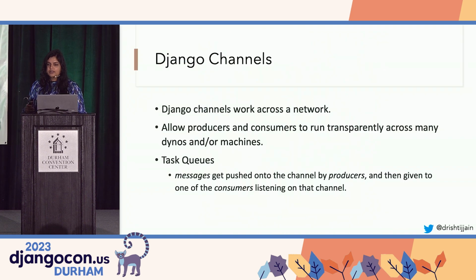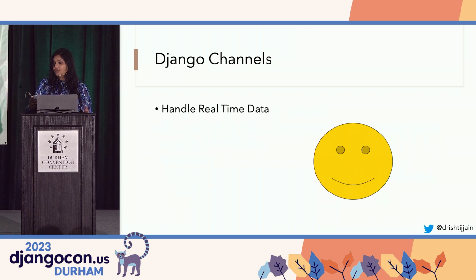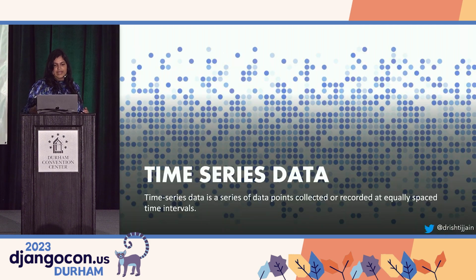Now, Django channels work across a network. They allow producers as well as consumers to run transparently across machines. And they make use of a concept called task queues. So task queues actually help you send messages through the producers to the consumers and back again. Now, all of this makes it very, very usable for Django to handle real-time data. And once we know we can handle real-time data, we are all happy, because handling real-time data is the future, and we observe it in any and every task we do. Along with real-time data comes a lot of time series data.